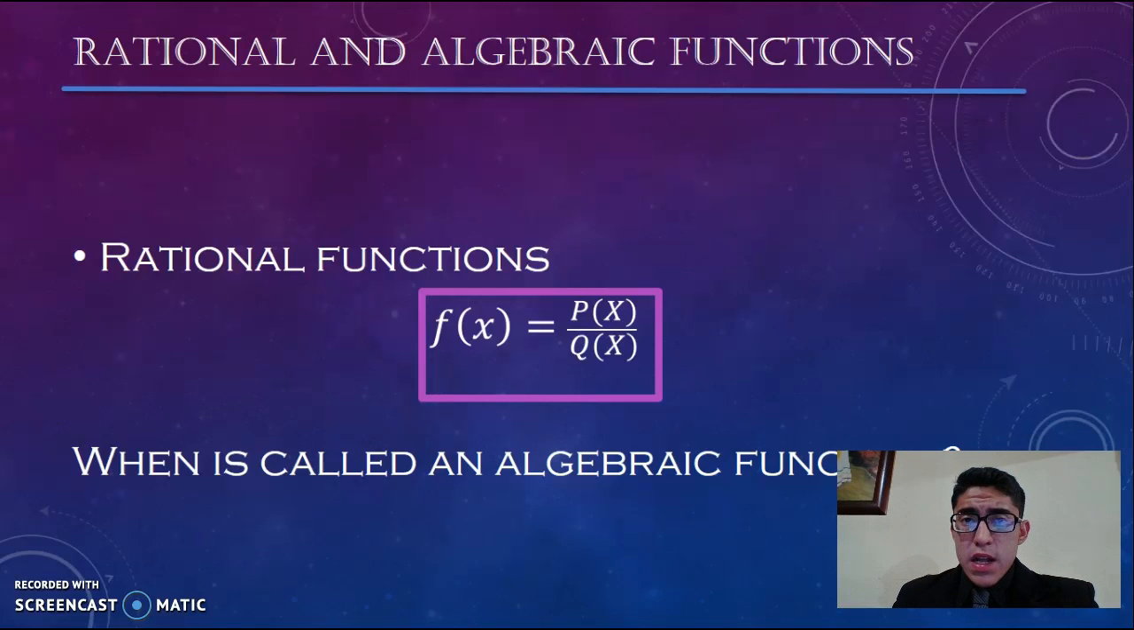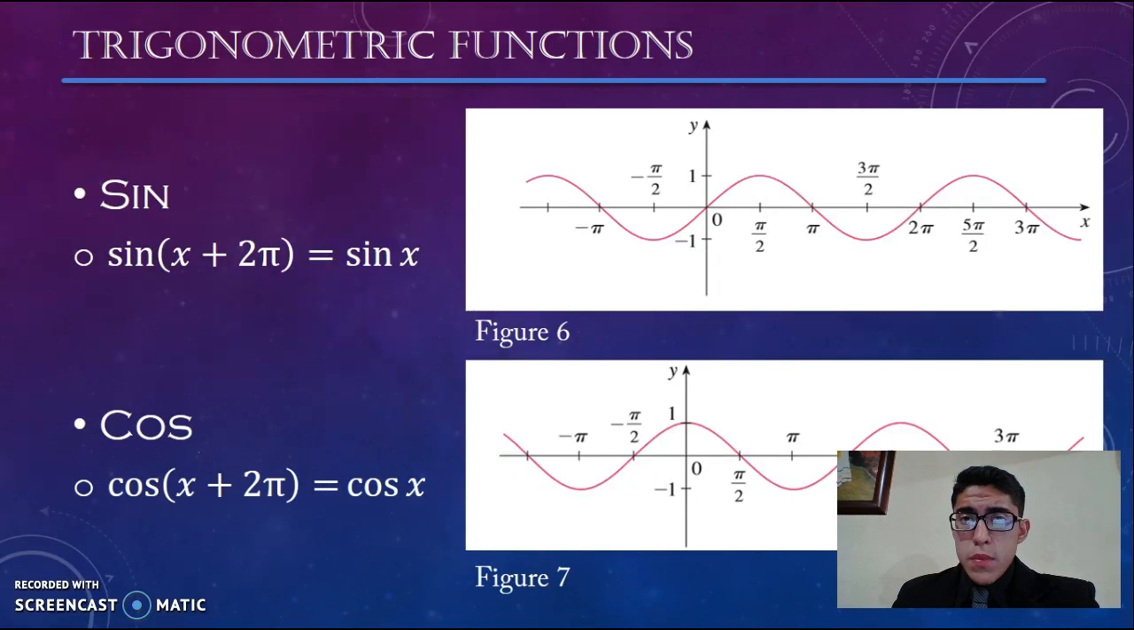A function is called an algebraic function if it can be constructed using algebraic operations such as addition, subtraction, multiplication, division, and taking roots, starting with polynomials. Trigonometric functions and inverse trigonometric functions are derived from these.